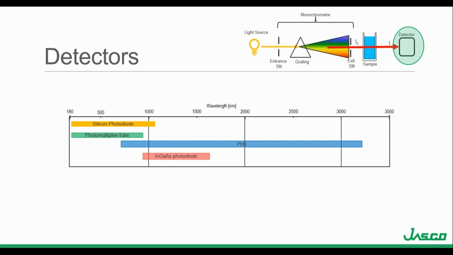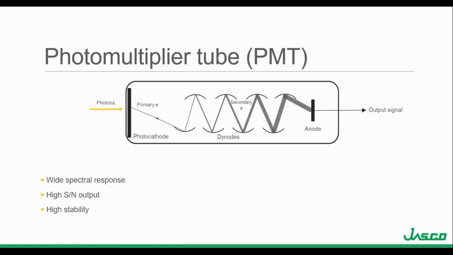All these detectors exploit the photoelectric effect, where light, or photons, that are incident on a material result in the emission of electrons. In a photomultiplier tube, or PMT detector, photons are incident on the photocathode surface, which produces electrons. The initial electrons travel through a vacuum tube where they hit a series of plates, or dynodes, that amplify the number of electrons for every dynode that's hit via secondary emission. The multiplied secondary electrons are collected at the anode, sent to an external circuit, and converted to your output signal. PMTs have a wide spectral response, high signal-to-noise output, and high stability.